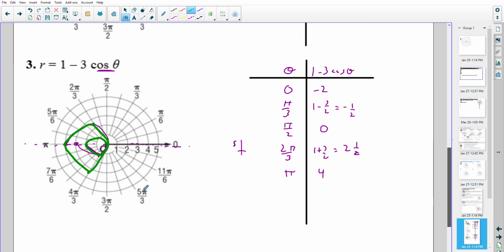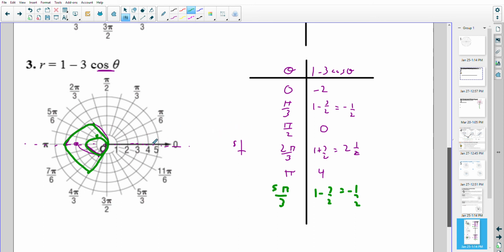I guess 5 pi over 3. If I go to there, it's positive 1/2, so it's 1 minus 3/2. 1 minus 3/2 is a negative 1/2. 5 pi over 3 away from that is going to be 1.5, so that means it's going to be right here, which is the idea of being symmetric over that axis.